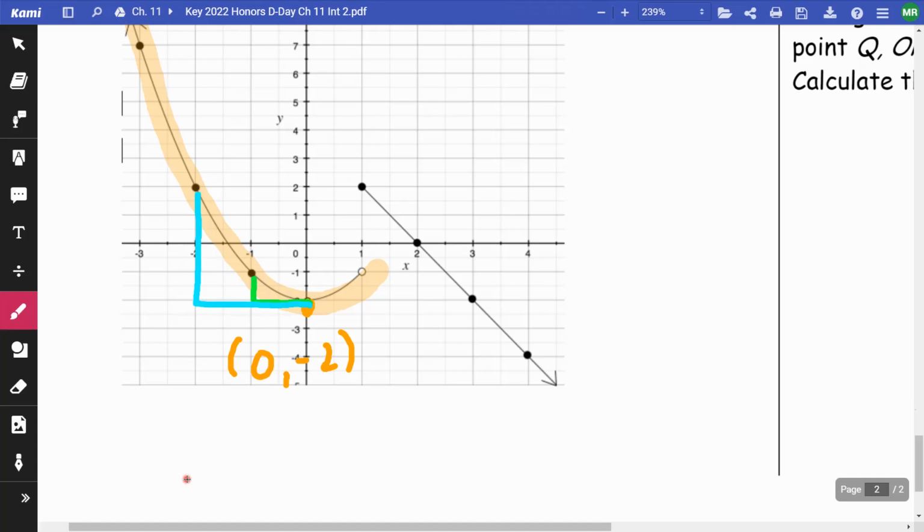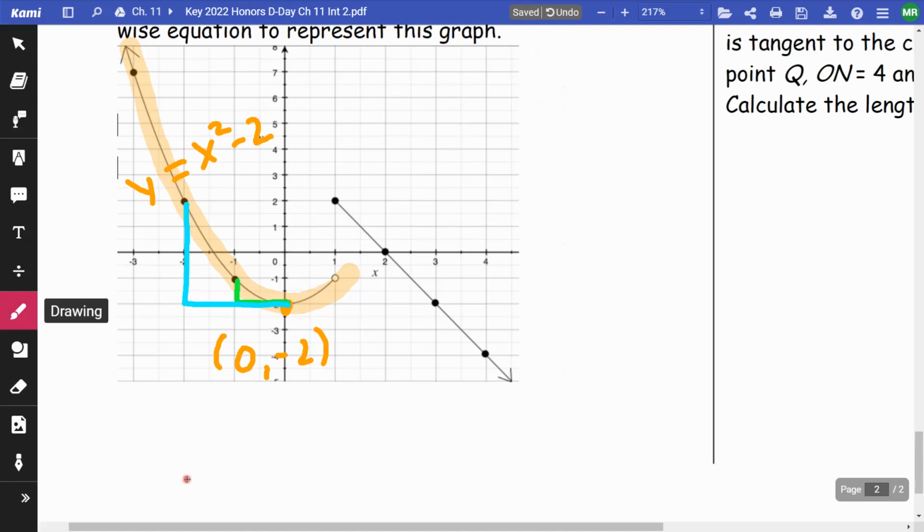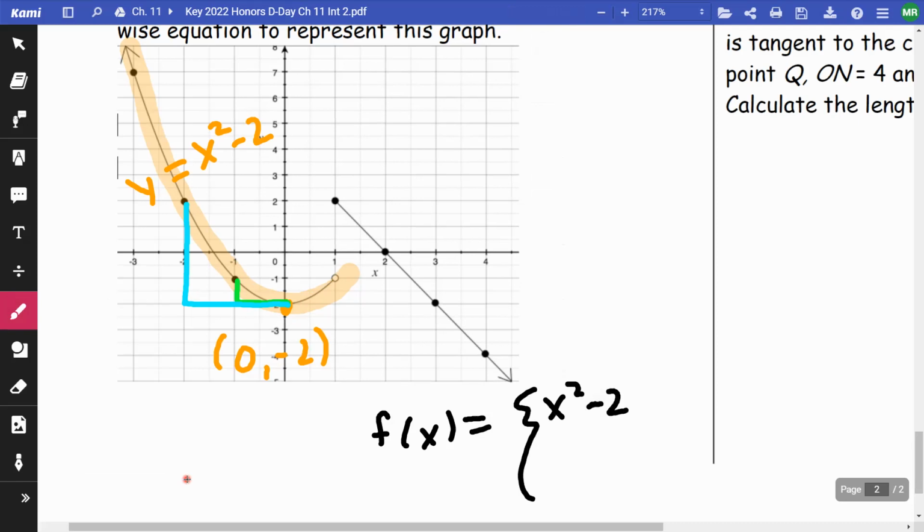So this particular graph here is going to be x squared minus 2. Okay, y equals x squared minus 2. But I have a restriction on that. So when I do this, it's going to be f of x is equal to x squared minus 2. And you'll notice that it's going to the left forever, and it's stopping, but not including 1. So it's going to be x is less than 1, not including 1.